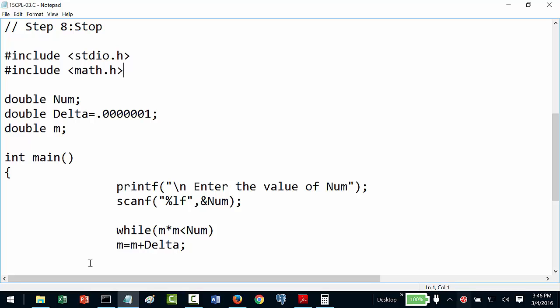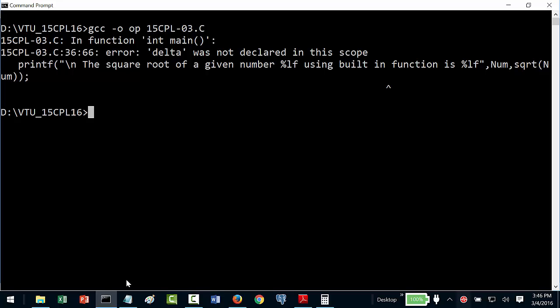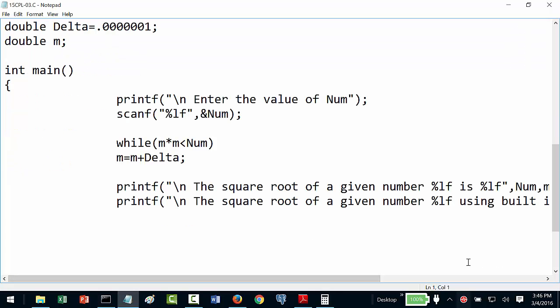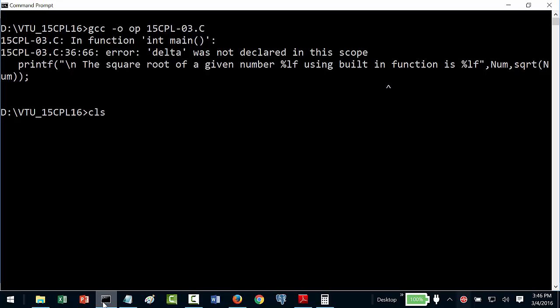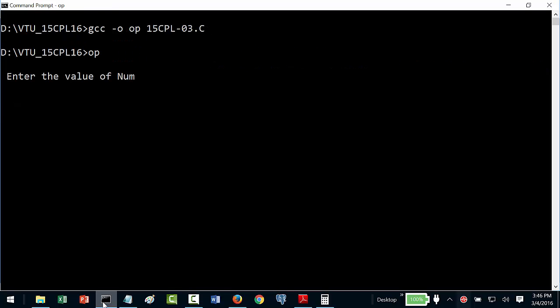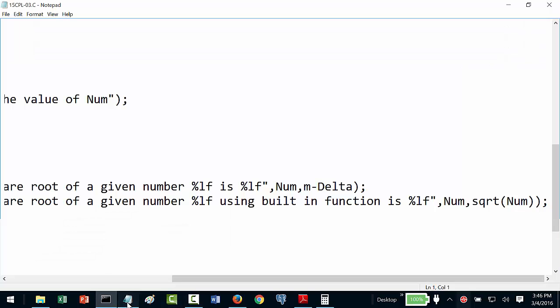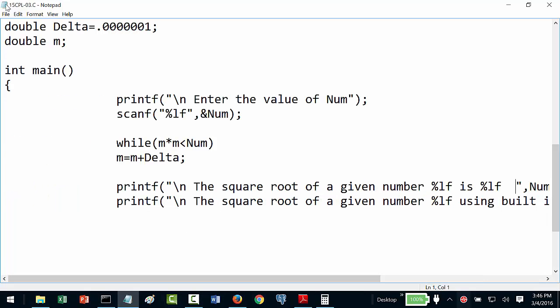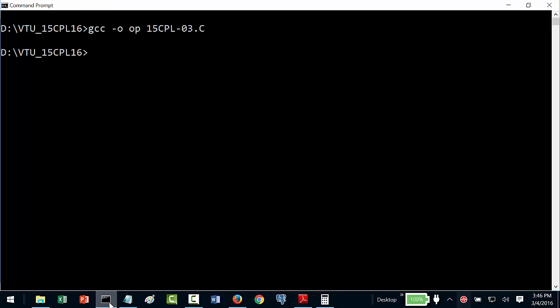We will save this code and see if there are any syntax errors to begin with. Delta was not declared, because I had made it a capital Delta. We will save this code and rerun it, so we have no errors. Output, so let me give the square root of 2. We have got 1.41421. The built-in function has given 1.41421 as well. So our answer is perfect. We are able to get the square root of a number without using the built-in function, and we are using the built-in function only to compare with our results. So our program is working correctly.